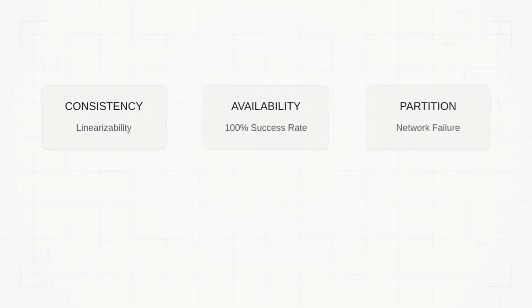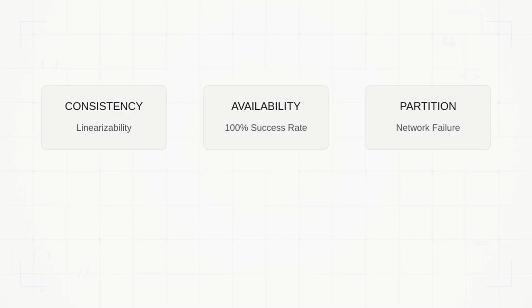To understand why the triangle fails, we first need to be precise about what these terms actually mean. In the context of CAP, consistency doesn't mean ACID consistency from the database world. It specifically means linearizability. Every read must return the most recent write, as if the system were a single node. Availability is also strictly defined. Every request to a non-failing node must result in a successful response, not just eventually, but immediately. And finally, partition tolerance means the system continues to operate despite an arbitrary number of messages being dropped or delayed by the network between nodes.